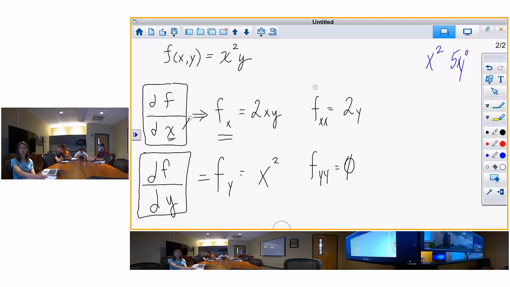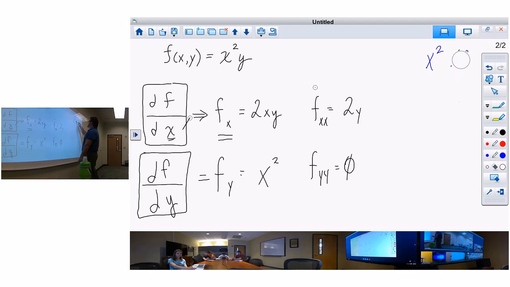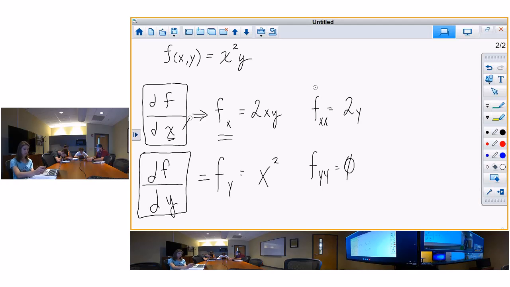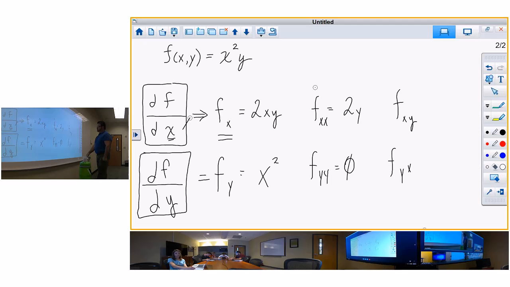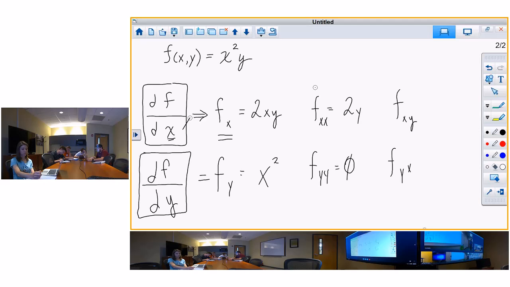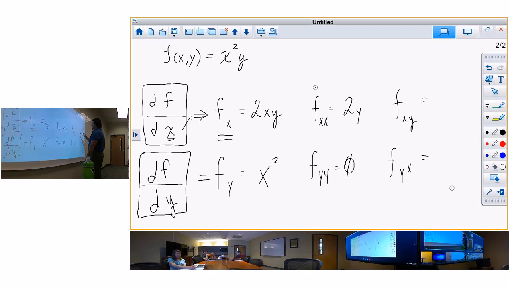All right, now I'm going to throw you a whammy. You ready? Now we're going to do the mixed order. f of xy, f of yx. Now, the way that you write this in academia is totally screwed up. The partial derivative of f over the partial derivative of y, partial derivative of x. You write it backwards. And this would be the partial derivative of f over the partial derivative of x, partial derivative of y.